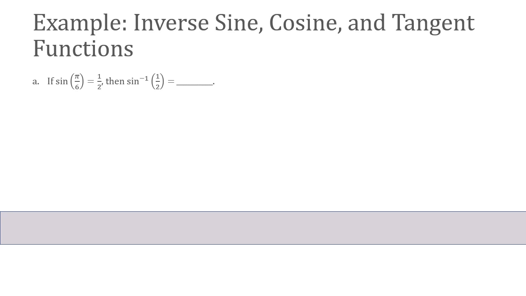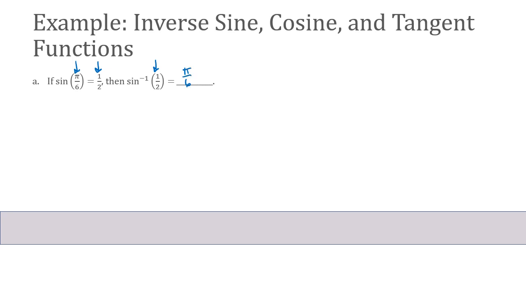Let's look at an example. Part A. If the sine of some input, in this case the angle pi over 6, is equal to some output, which we know the sine of pi over 6 is equal to the output 1/2, then the inverse sine is going to reverse the inputs and the outputs. So what was an output of 1/2 now becomes the input of inverse sine, and what was an input, which was pi over 6, now becomes the output.